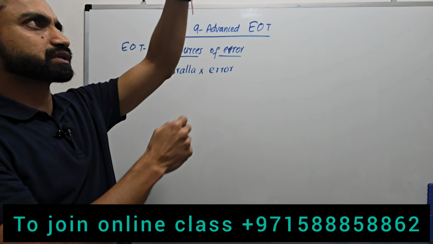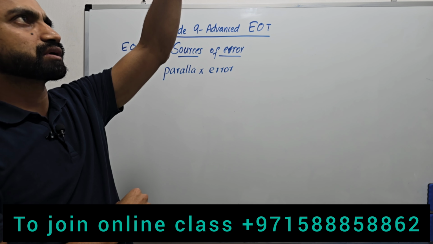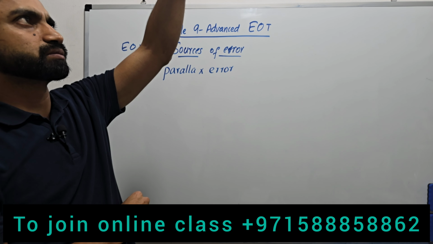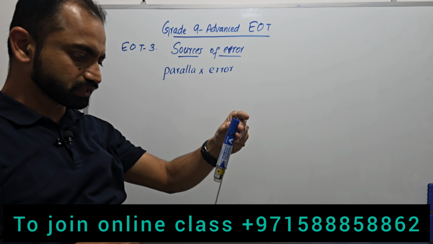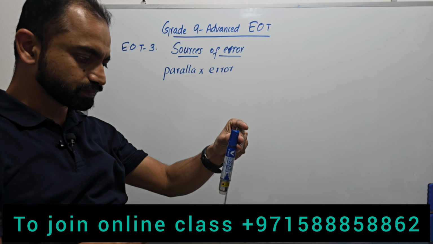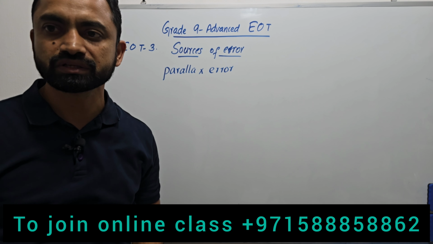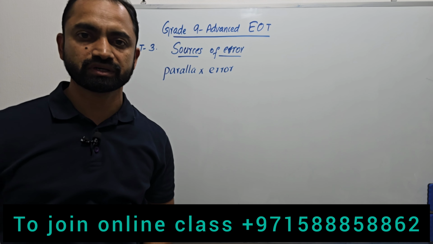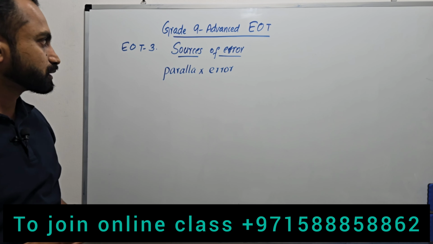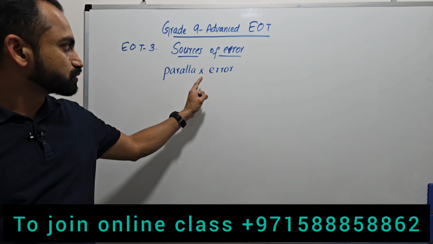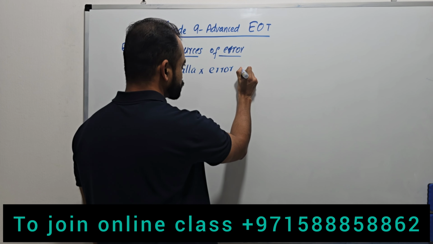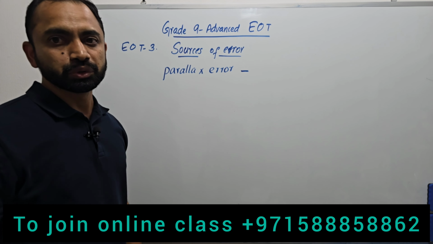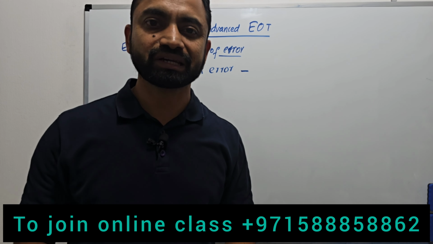If I keep it above like this, the reading will be a little bit different, like 1 millimeter different. And if I look at an angle like this, the reading will be different. This is called parallax error. So one of the sources of error is parallax error. Parallax error is due to reading the instrument at an angle.